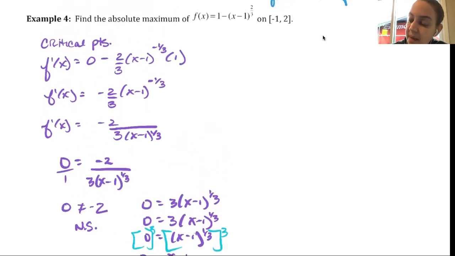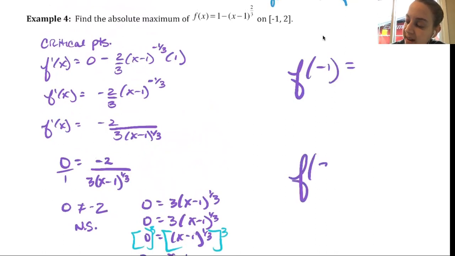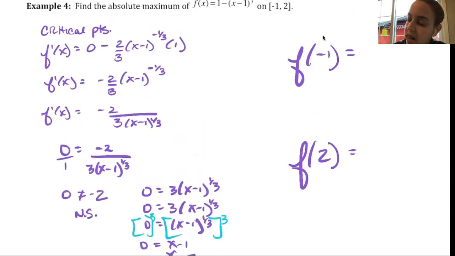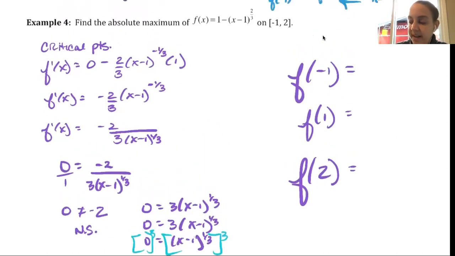You want to find the absolute maximum, so you need to check your endpoints. You have to check the y value at -1 and the y value at 2. And if you got a critical point, we're going to graph this in a minute. If I recall, something special happens there.